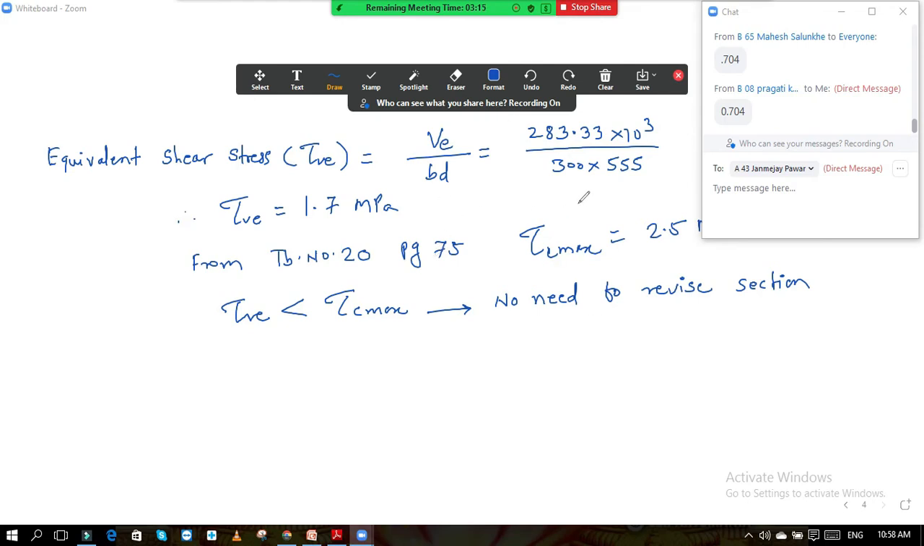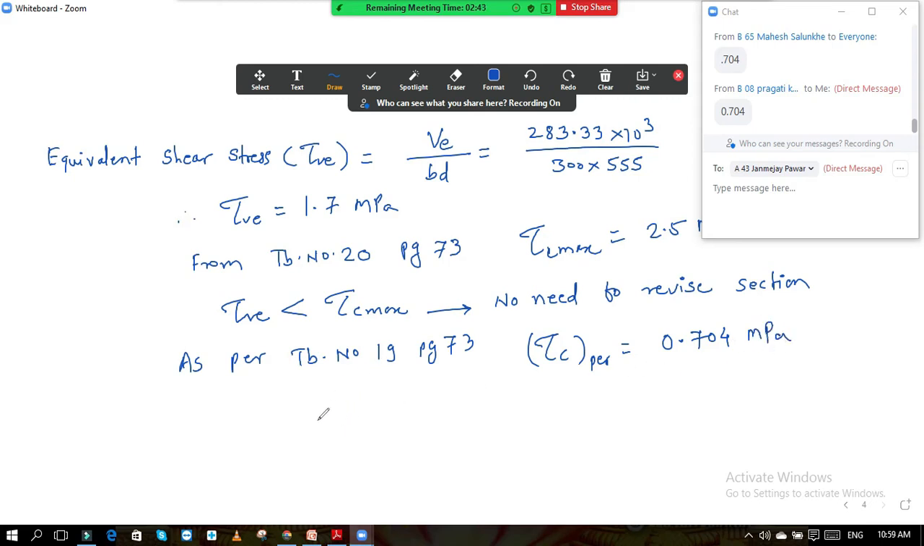So now 0.704. So here I can write as per table number 19. Okay, it is not page number 75. I think page number 73 maybe. You check the page number, write that accordingly. Tau C permissible is 0.704 Newton per mm square.